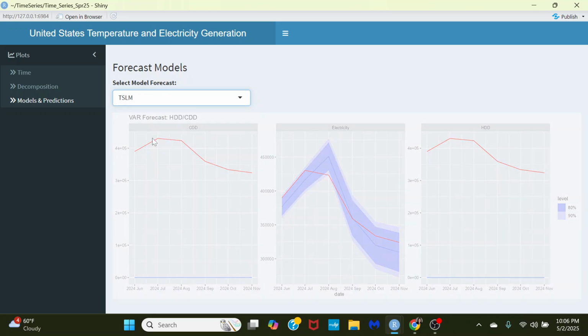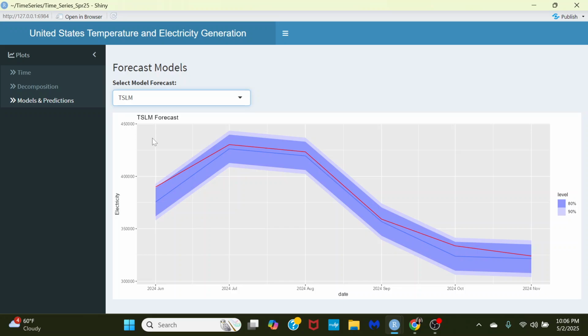The TSLM model, however, followed very closely with the actual data. And it was definitely the best model as far as root mean squared error and accuracy. Also of note is this model required a feature input for the forecast. So we inputted the temperature during this time frame to generate an electricity forecast. So as you can see, knowing the temperature data during a time frame can really help you create a model and an accurate forecast for electricity usage.